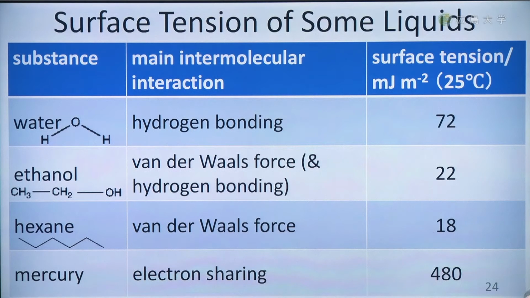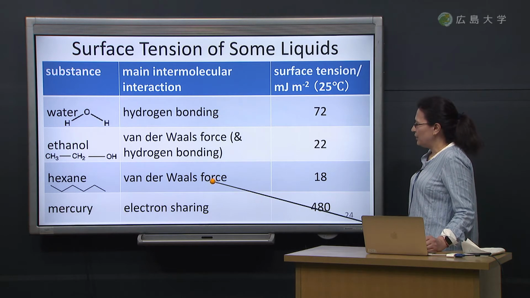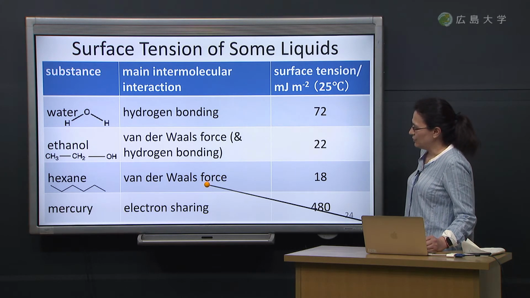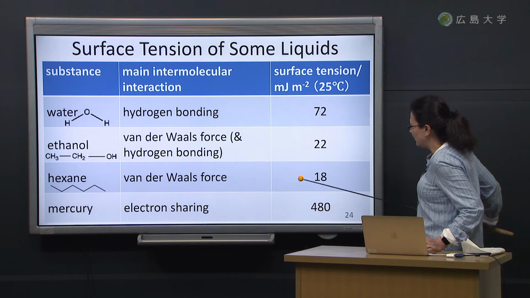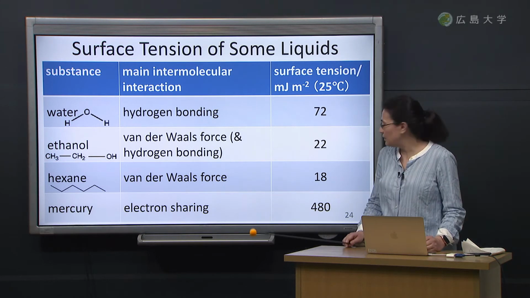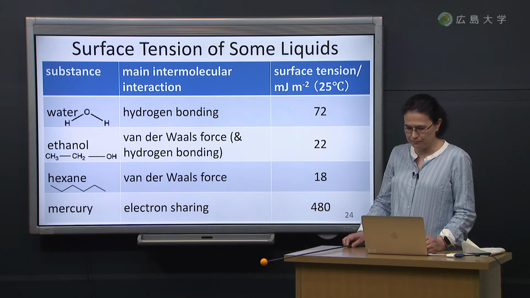On the other hand, between hexane molecules, that is a linear alkane consisting of 6 carbons and 14 hydrogen atoms, van der Waals force is the intermolecular force that is acting between the molecules, which is a relatively weak force. So it has a very small value for the surface tension.